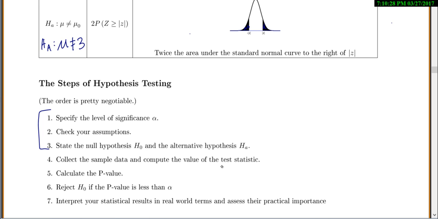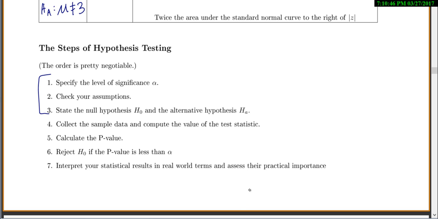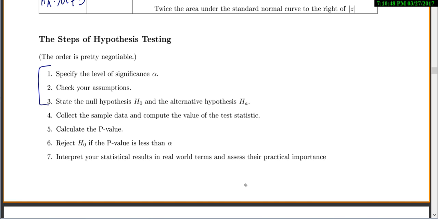So we'll collect the sample data and compute the value of our test statistic. We calculate the p-value. We'll decide if we should reject or fail to reject the null hypothesis, and we reject it if we have a small p-value. And then every single time we're going to interpret our results and assess their practical importance. So just like on confidence intervals where I did that interpretation every time, we'll do that again here.